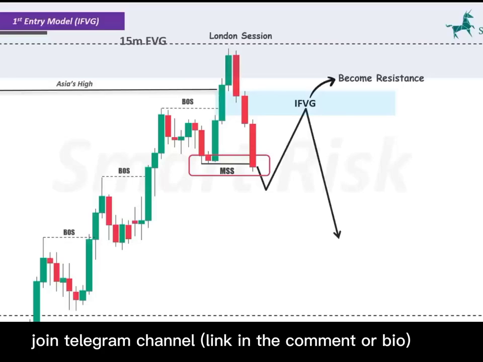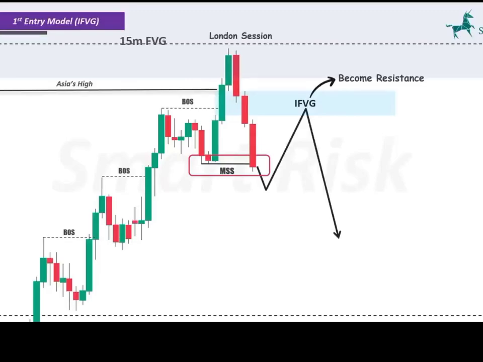For placing an entry using this model, you have two options. But before we get into them, keep in mind that you can always add extra confluences, such as a V-shaped recovery or a change in the state of delivery. Now here's exactly how I place the entry.